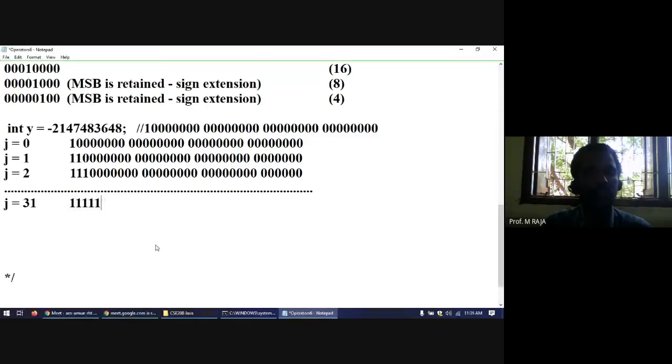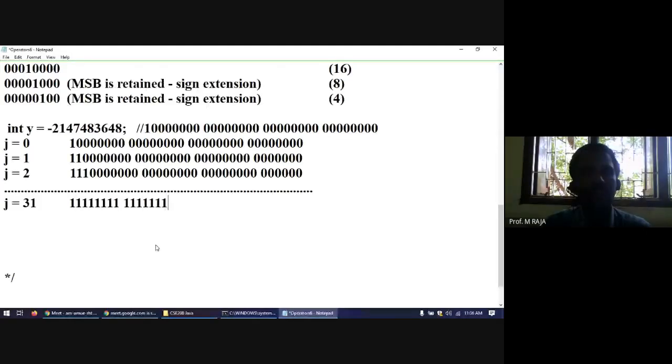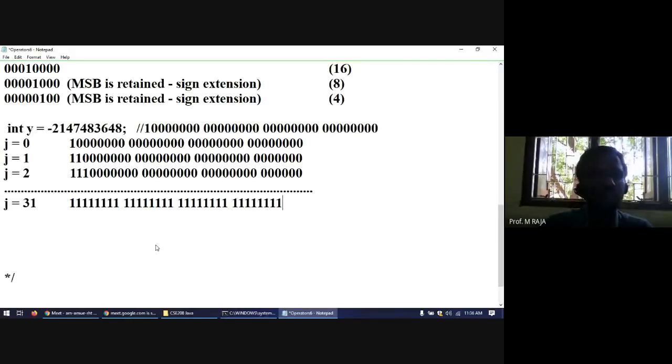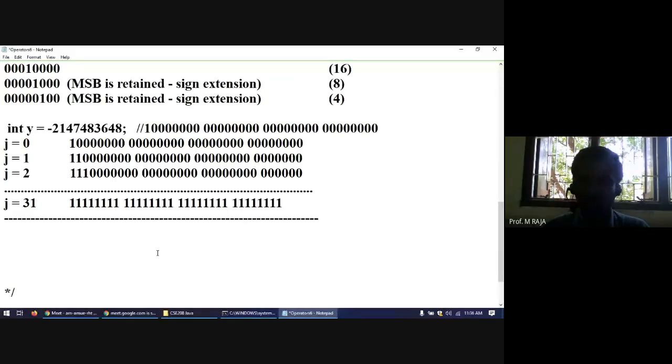So when j becomes 31, what happens? All bits are set to ones, all bytes are set to ones. So when j is equal to 31, this is the quantity. Now what is its equivalent value? What is the value of all ones represented in the 32-bit register?